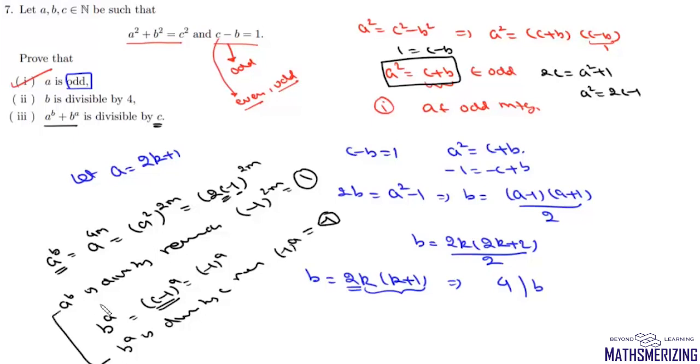Now we'll add a to the power b and b to the power a. Then this remainder is plus 1 and this remainder is minus 1, which will eventually cancel out. So that means a to the power b plus b to the power a is divisible by c. And this is how we solve these questions.